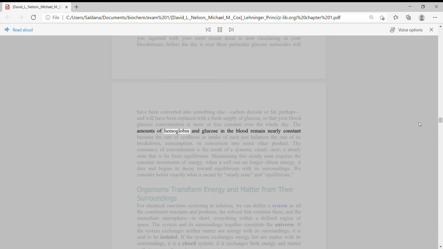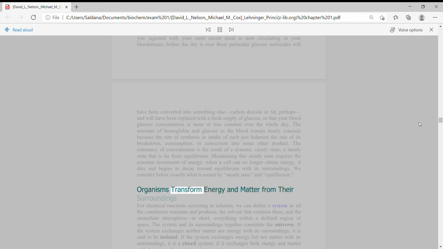The amounts of hemoglobin and glucose in the blood remain nearly constant because the rate of synthesis or intake of each just balances the rate of its breakdown, consumption, or conversion into some other product. The constancy of concentration is the result of a dynamic steady state, a steady state that is far from equilibrium. Maintaining this steady state requires the constant investment of energy. When a cell can no longer obtain energy, it dies and begins to decay toward equilibrium with its surroundings. We consider below exactly what is meant by steady state and equilibrium.